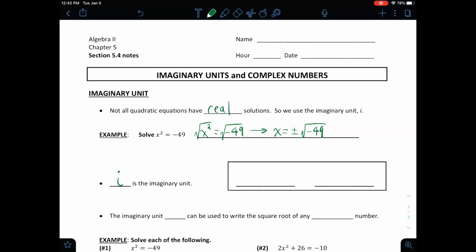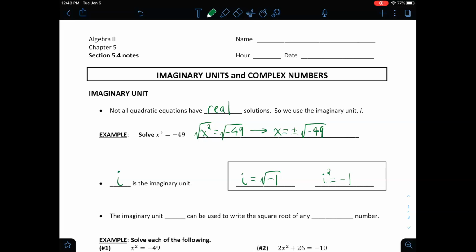So over here we have i is going to be the imaginary unit. And the way that i is defined is i equals the square root of negative 1. Which means if we square both sides, that means that i squared is going to equal negative 1. If we square root, we're going to get i equals the square root of negative 1.